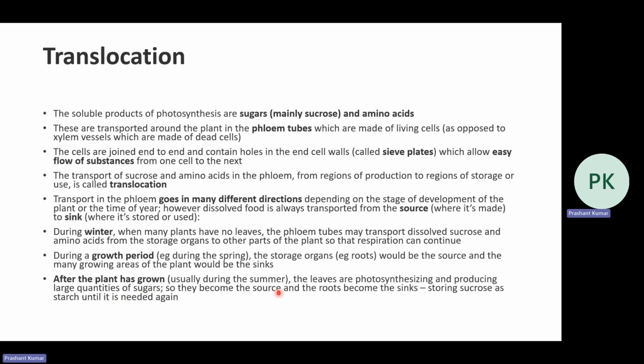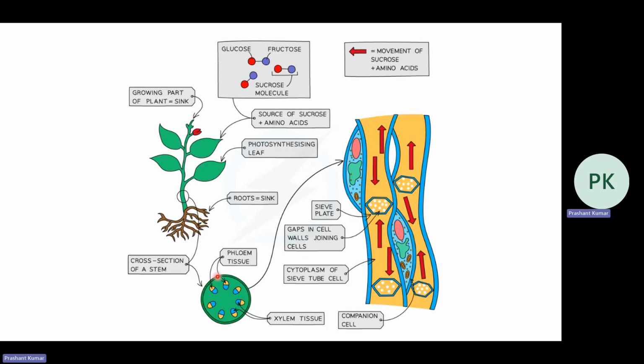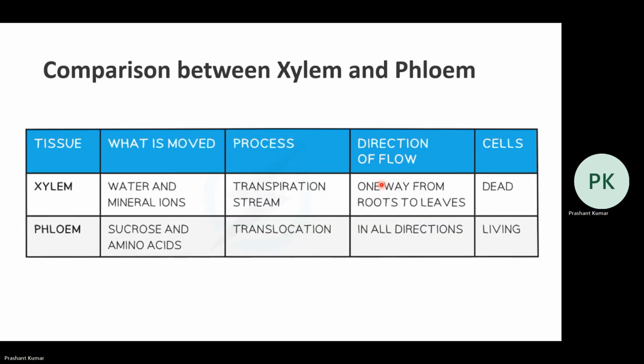After the plant has grown, the leaves are photosynthesizing and producing a large quantity of sugar molecules. So they become the source and the root becomes the sink to store sucrose molecules. So depending on condition, source and sink keep on changing. This diagram shows how the movement of sucrose and other things is going on.